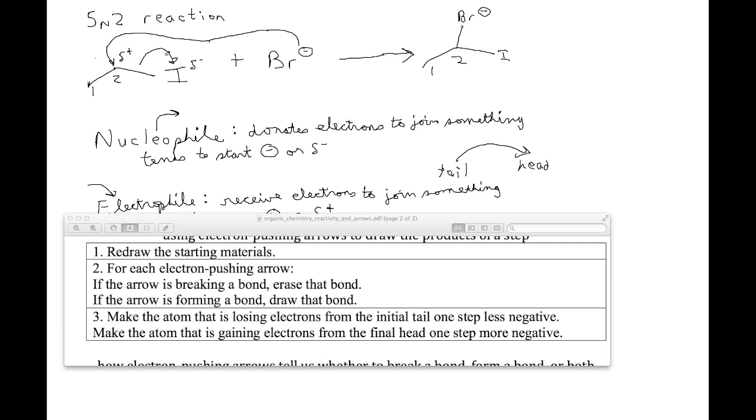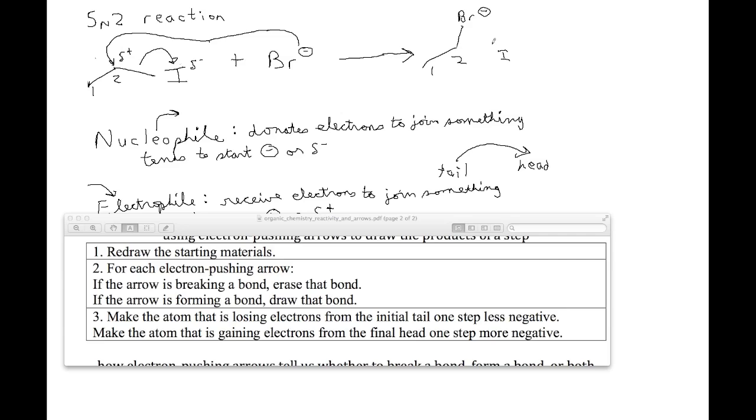Does this arrow tell us to break a bond or to form a bond or both? Break a bond. It only tells us to break a bond. Here the tail is on a bond, so we're breaking the bond. We're going to break the bond between which two atoms? Iodine and carbon. Which carbon? The second one. That's right. We always have to be as precise as we can. This is like math.